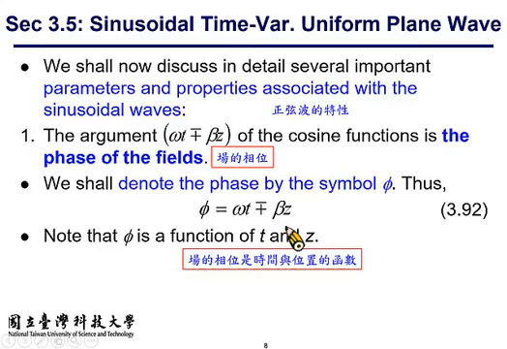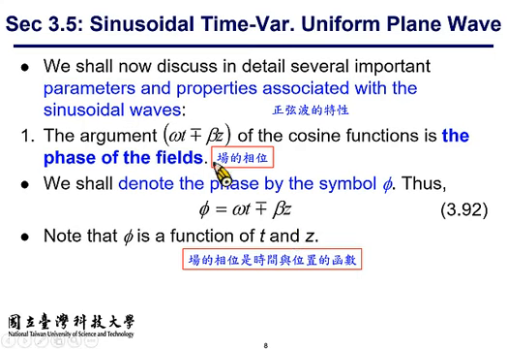Yesterday we derived the solution for a uniform plane wave with sinusoidal excitation. That is, the variation of the current source is in the form of a sinusoidal signal, such as a cosine signal. So let's quickly review the important features of a uniform plane wave with sinusoidal time variation.